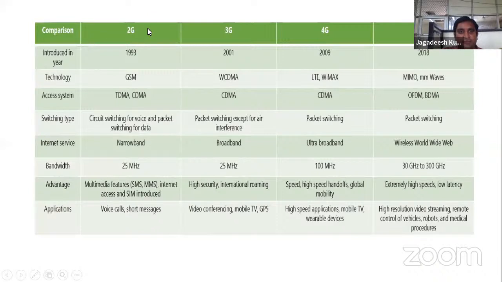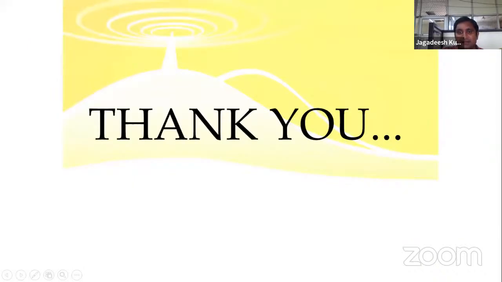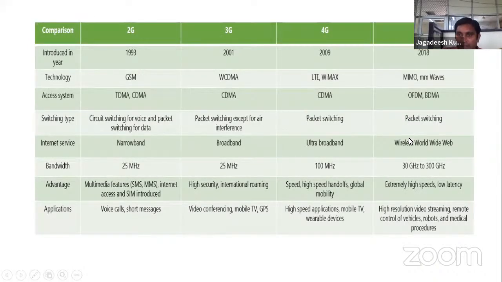Internet service of 2G is through narrowband, 3G is through broadband, 4G is ultra broadband, and 5G is through the wireless World Wide Web. Now going to the bandwidths. For 2G, 25 megahertz bandwidth. In 2G we are using paid spectrum, so there will be a difference between our uplink and downlink frequency, which will be paid actually. And in 3G, we are using 25 megahertz bandwidth only. For 4G, 100 megahertz bandwidth. And for 5G, we are going to 30 gigahertz to 300 gigahertz bandwidths.